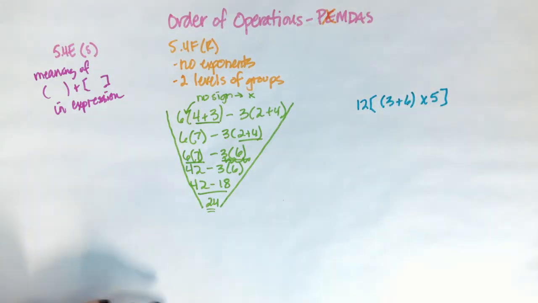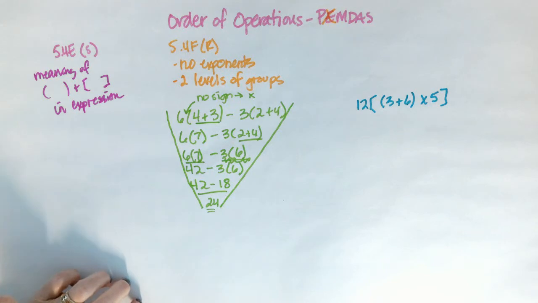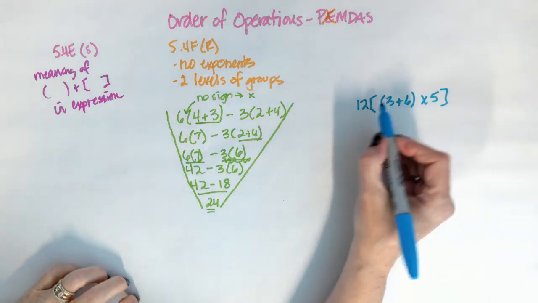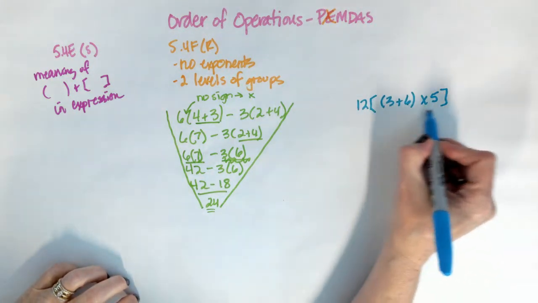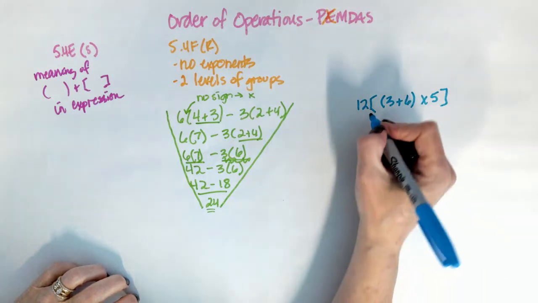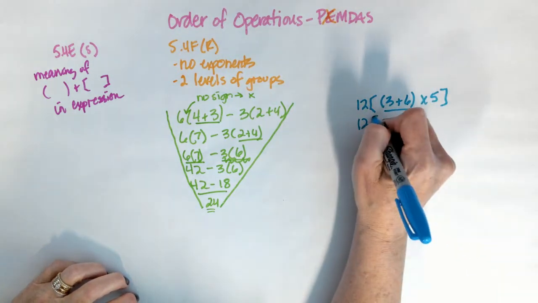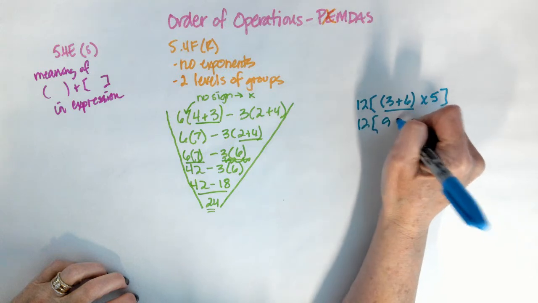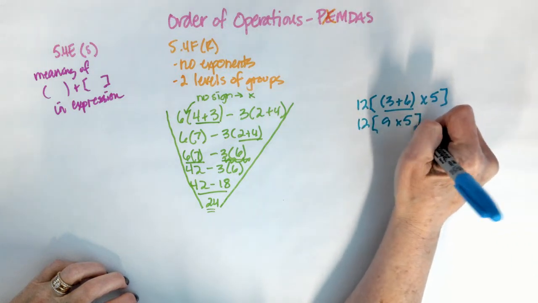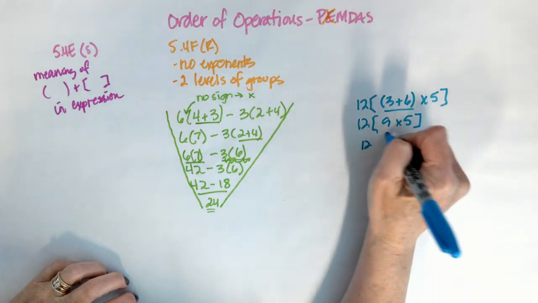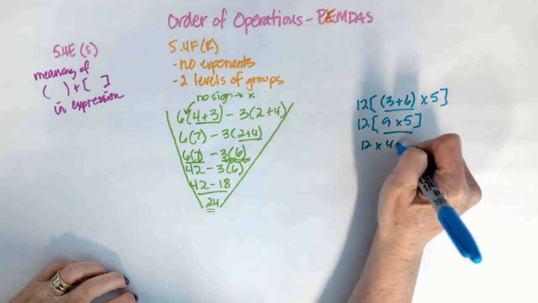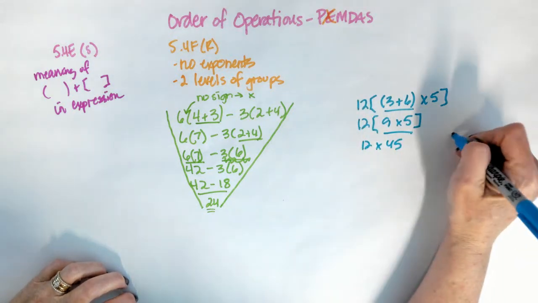So here is another type of problem. There are 2 levels of groupings. Here's one grouping, here's another grouping. So we have 2 levels of groupings. Remember, I'm going to underline the part that I'm solving, write the rest of the problem down. Then I need to solve 12 times 45.